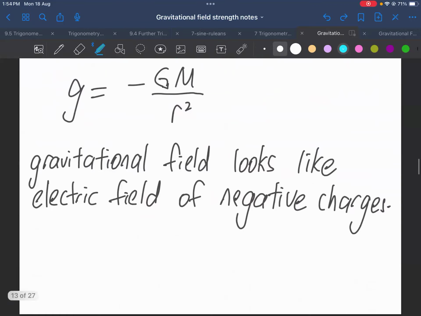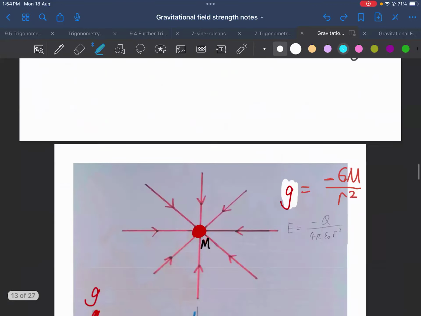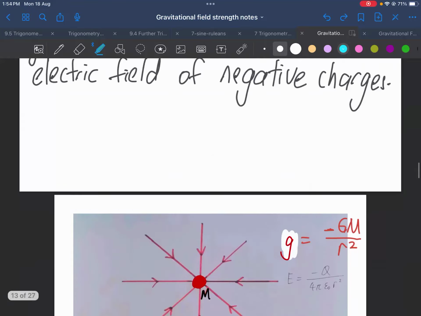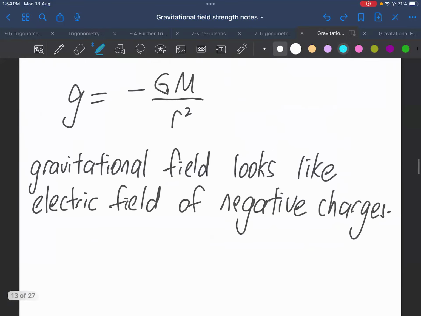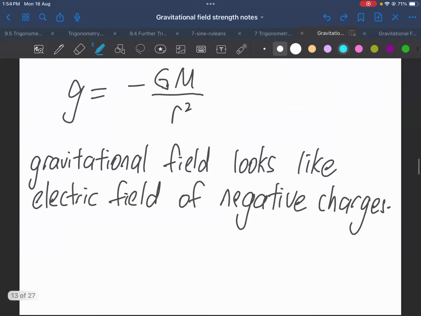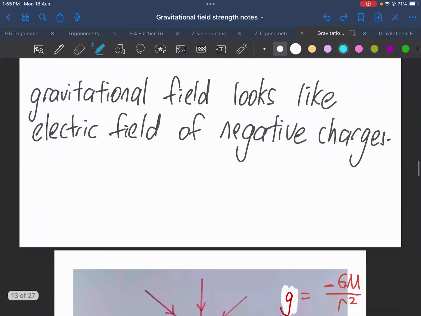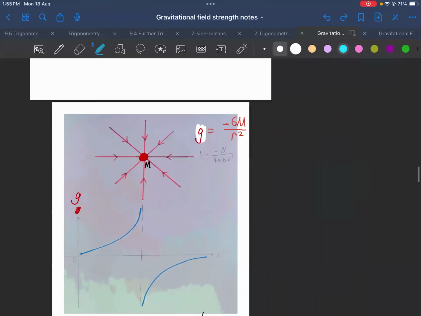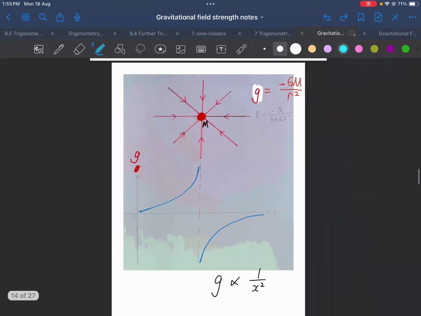And g equals negative GM over r squared. So gravitational field looks like the electric field of a negative charge. All right. Now let's have a look at the drawing here.